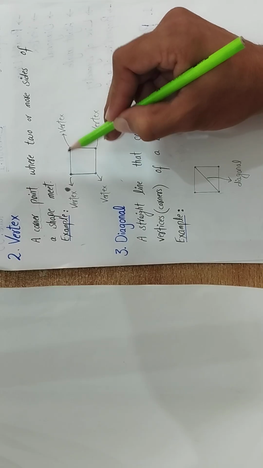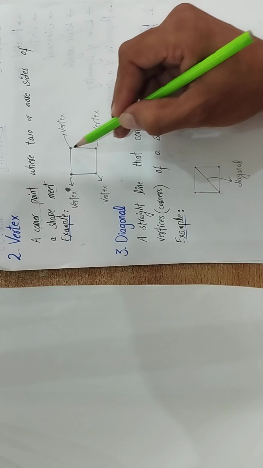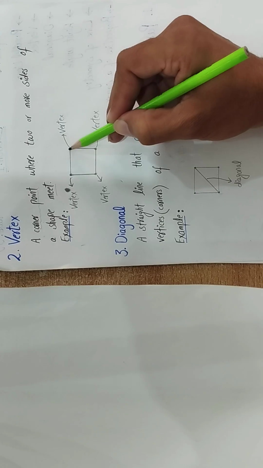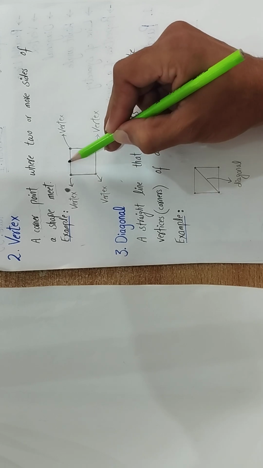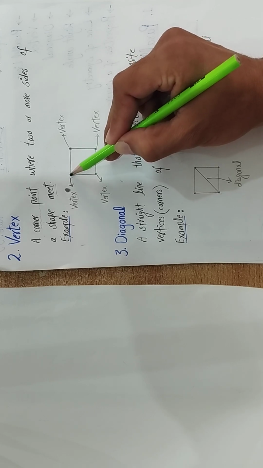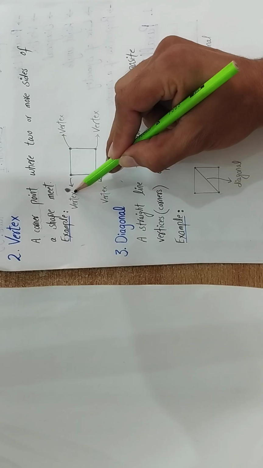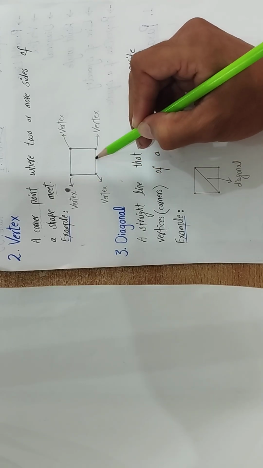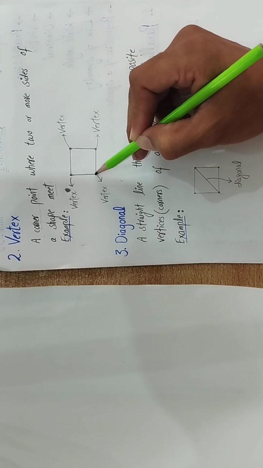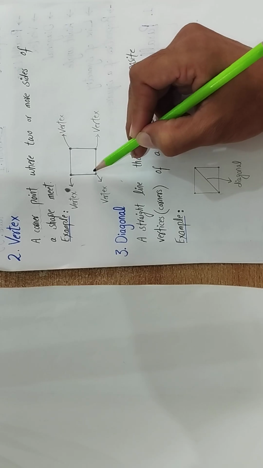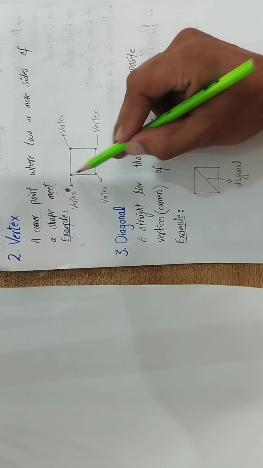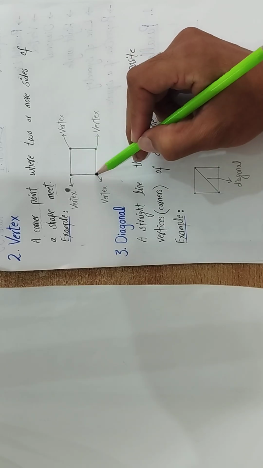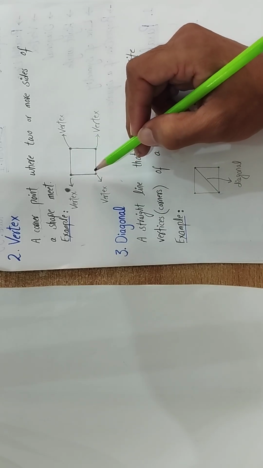So all the corners, here we have 4 corners in this shape, all these corners are called vertex. This side and this side are meeting at this point. It means this one is a vertex of this shape. This side and this side are meeting at this point. It means this one is a vertex of this shape. So in square we have 4 corners, which means we have 4 vertices. The plural of the vertex is vertices.